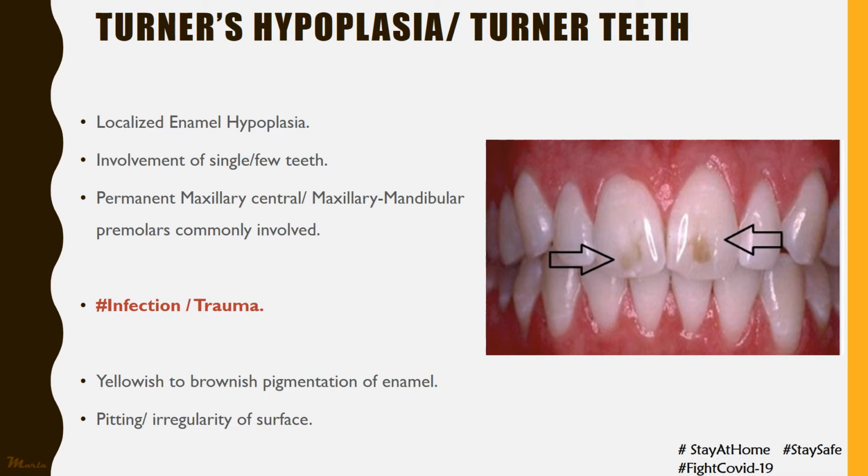Turner's tooth generally shows a characteristic yellowish to brown pigmentation on the enamel, as you can see in the image on the right. Such teeth may also show pitting or irregularity of the surface.